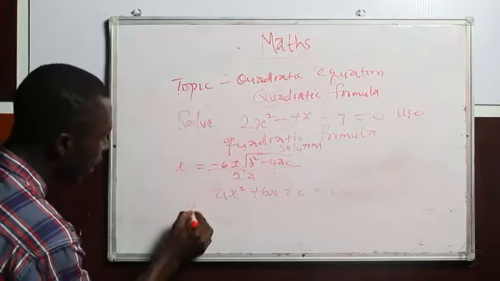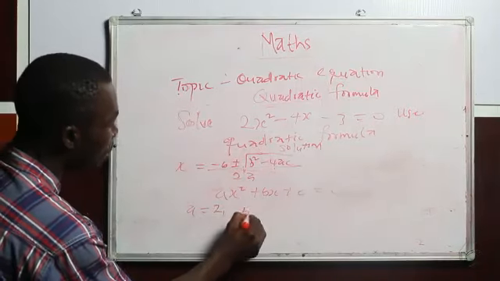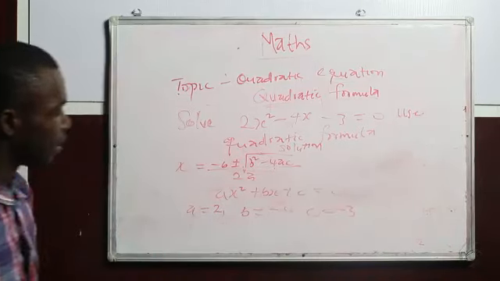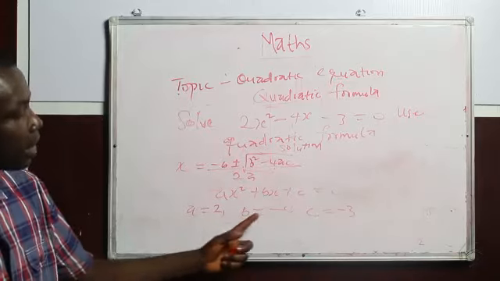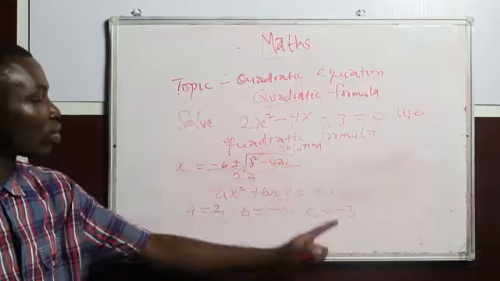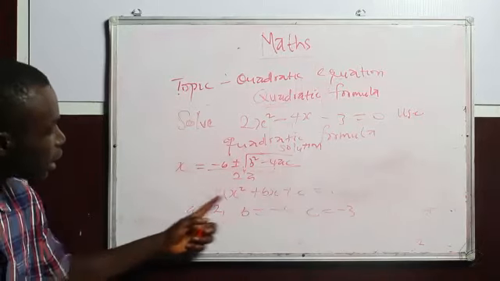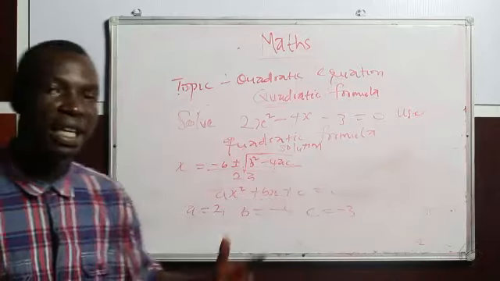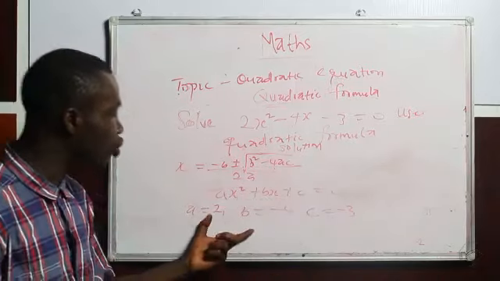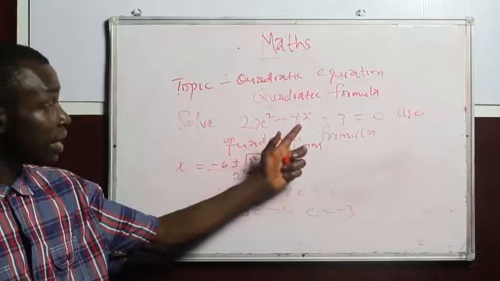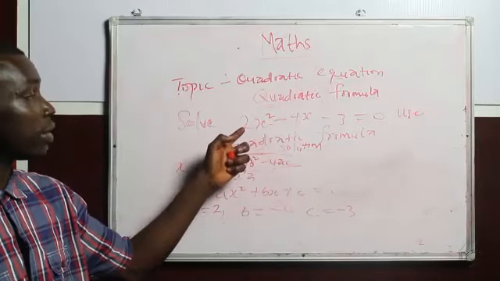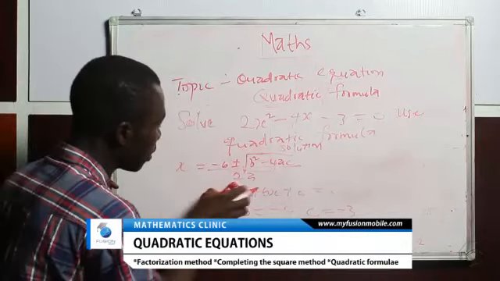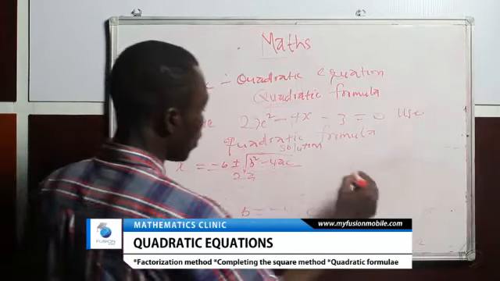Our a is equal to 2. Our b is equal to minus 4. Our c is equal to minus 3. I told you a, b, c are numerals, and this expression shows that they are numerals. This is our b, minus 4. This is our a, 2. This is our c, minus 3. Let us substitute our values into the formula.